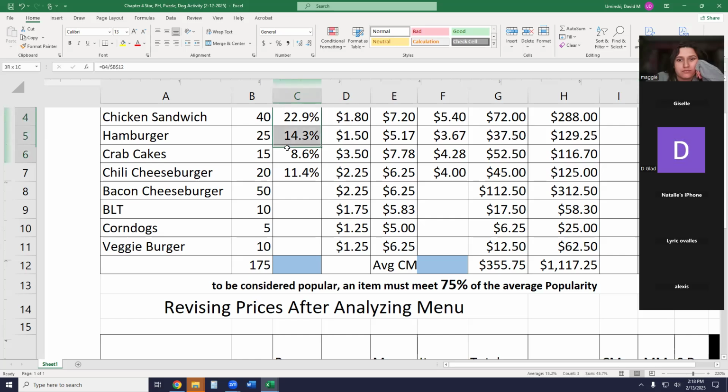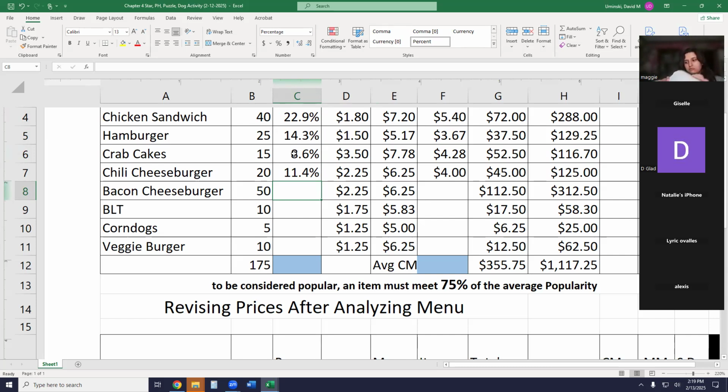Now you'll notice I've already done the first 4 here for you. So we've done a little bit of practice with that popularity percentage. So I'll give you a little bit more, okay? So we want to first find the popularity of each item, popularity percentage. How do we do that? Popularity percentage, we do what?